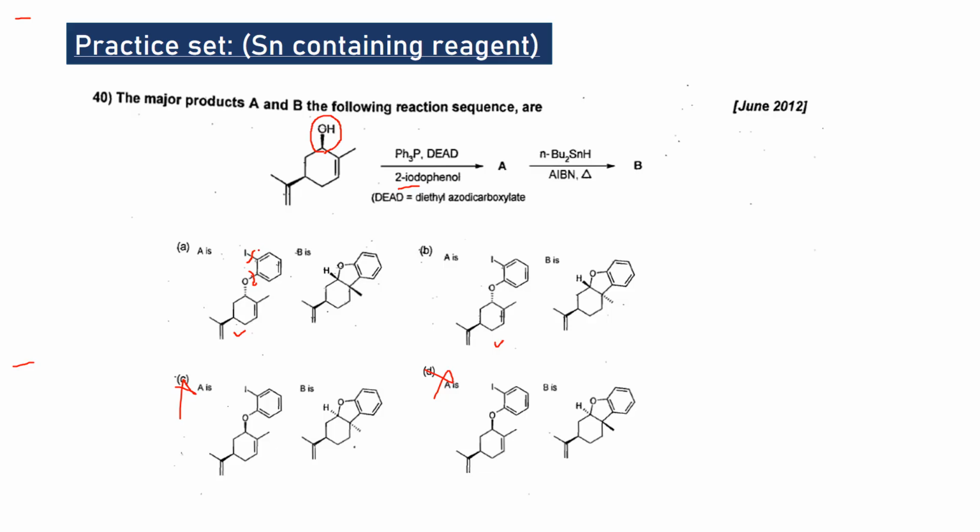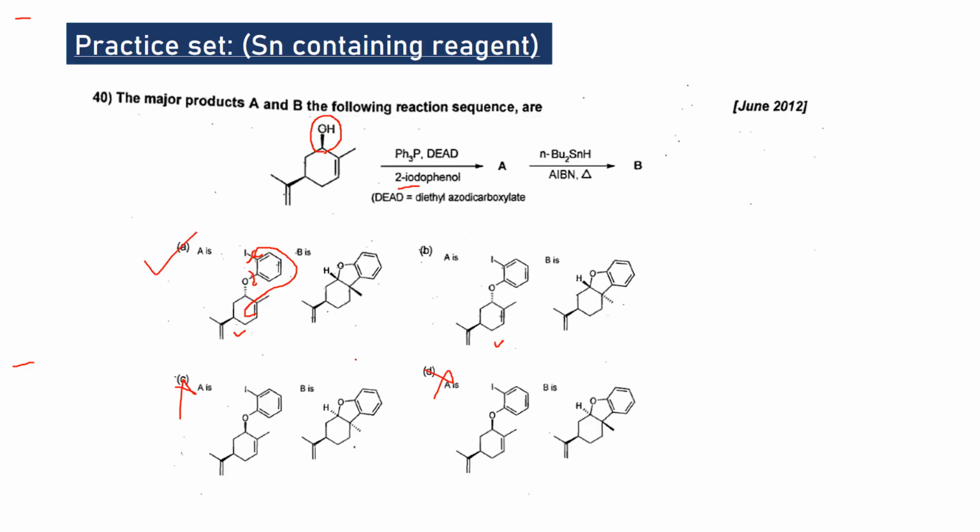Now this radical will couple from this side and form a new cyclic structure. This bond is already below the plane, so to reduce the strain in the ring, the newly formed bond will also form below the plane, keeping methyl above the plane. So this will attack here and form this as our structure. So the correct option is option A.